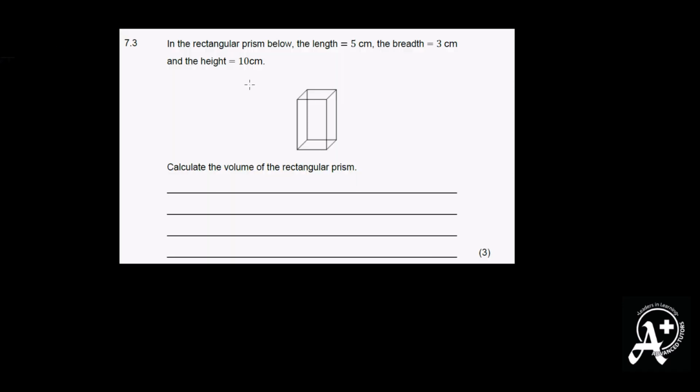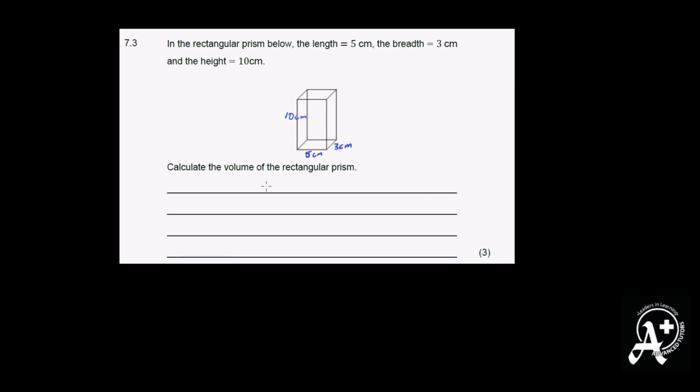In 7.3, they tell us in a rectangular prism, as we can see here below, the length is 5 centimeters, the breadth is 3 centimeters, and the height is 10 centimeters. And they ask us to calculate the volume. So what I'm going to do is indicate the lengths of all of our sides in the diagram. The length, that side there, and that there, and there, will be 5 centimeters. Then the breadth, these sides here, are 3 centimeters. Then the height, these sides here, are 10 centimeters.